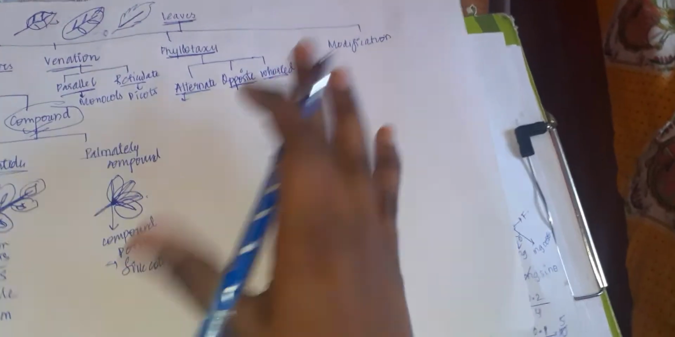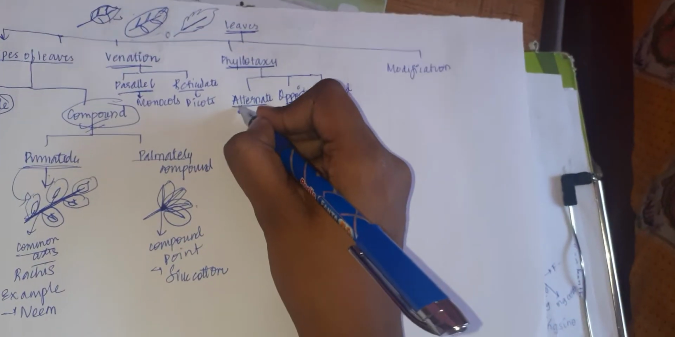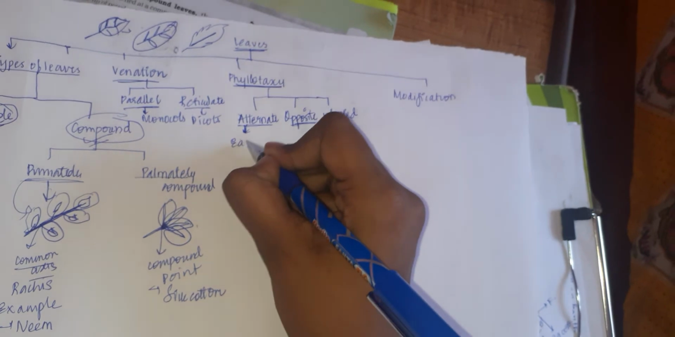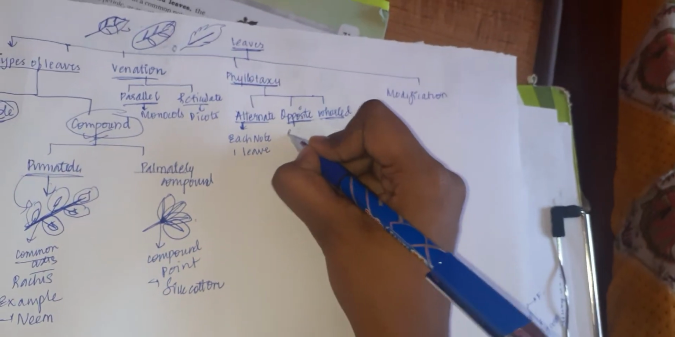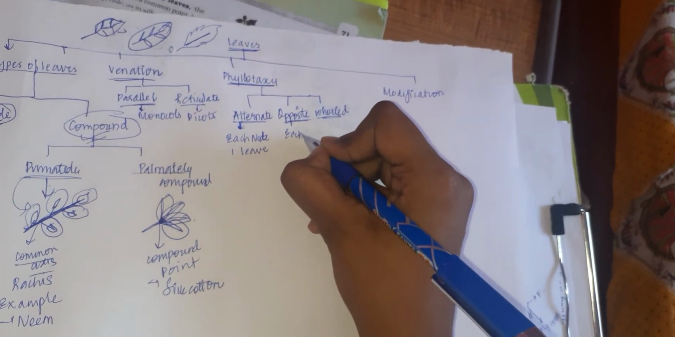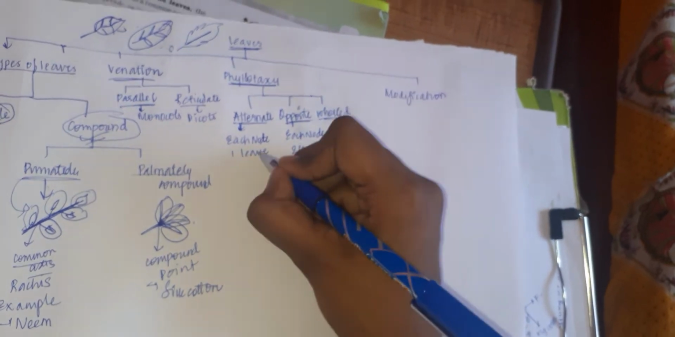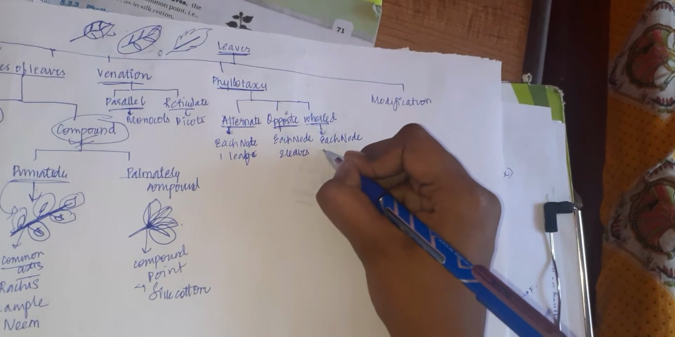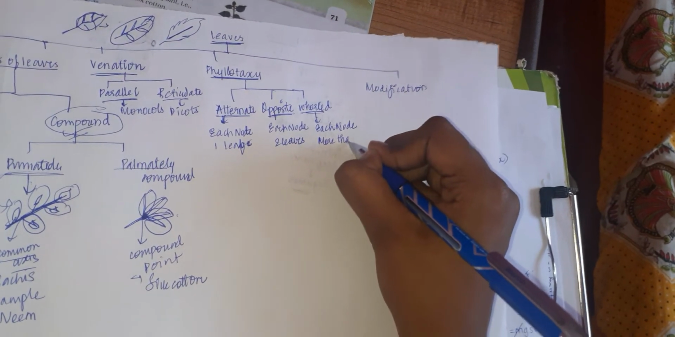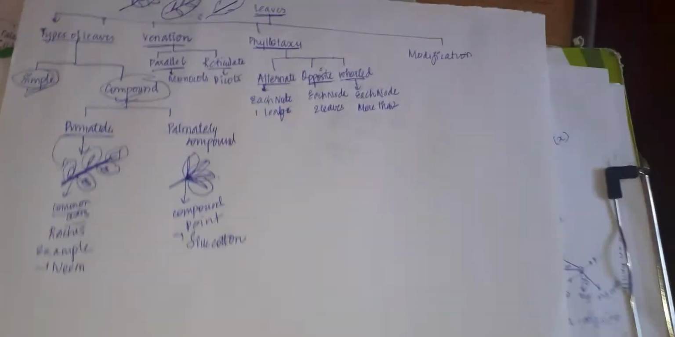Yeah. So what makes these types different? You have to first remember this one point, okay? Alternate has one leaf at each node. Opposite has two leaves at each node. Whorl has more than two leaves at each node. This is an important question. I'm just telling you the important question-based types.